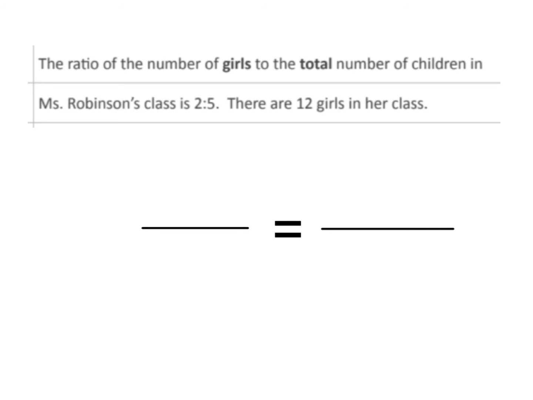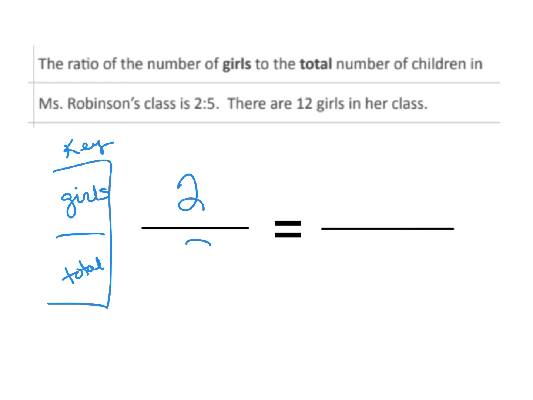So let's start with this one. The ratio of girls to the total number of children in Miss Robinson's class is 2 to 5. So here's what they mean by doing a key. I'm going to put girls on top, and I'm going to put the total number of children on the bottom. So this part is our key. This is just going to remind us what we're doing. So the girls is 2 and then to 5. That's our ratio. Then the actual number is there are 12 girls in her class.